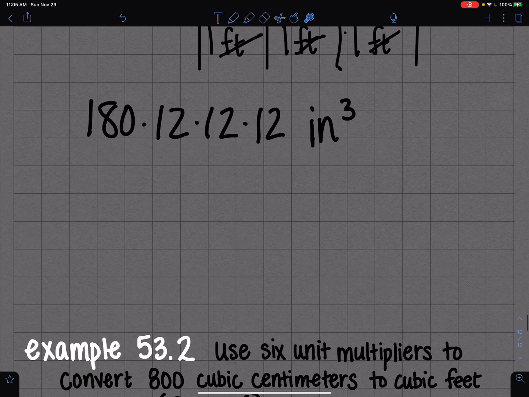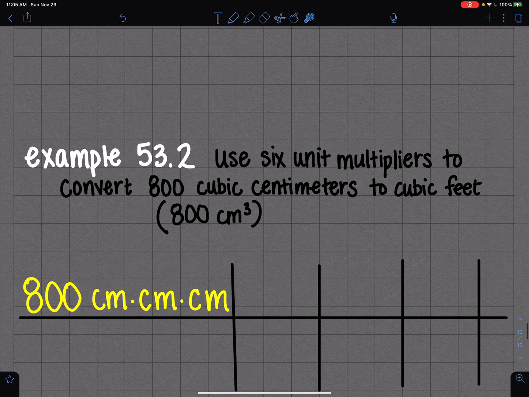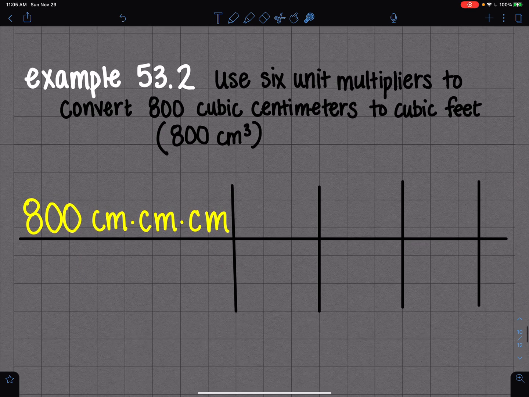Okay, let's do, oh, there is no next one. Oh, wait, there is one more. Last one. Use 6 unit multipliers to convert 800 cubic centimeters to cubic feet. So we started out with centimeters cubed. We want to end up with feet cubed.